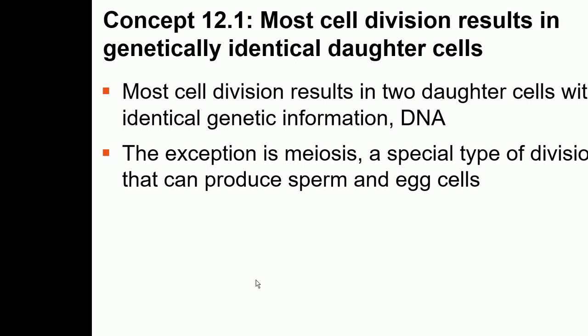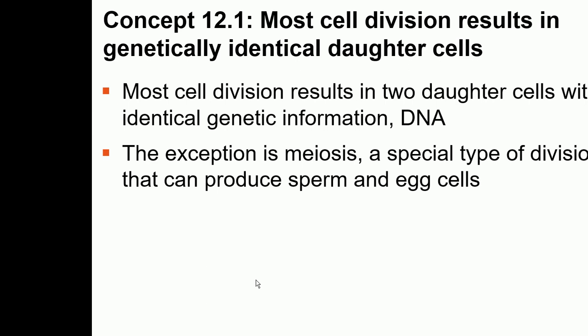A very important feature of the cell division called mitosis is that it results in two daughter cells which are genetically identical to each other. So in mitosis, from one cell, two cells are formed, two daughter cells, and they're genetically identical to each other.